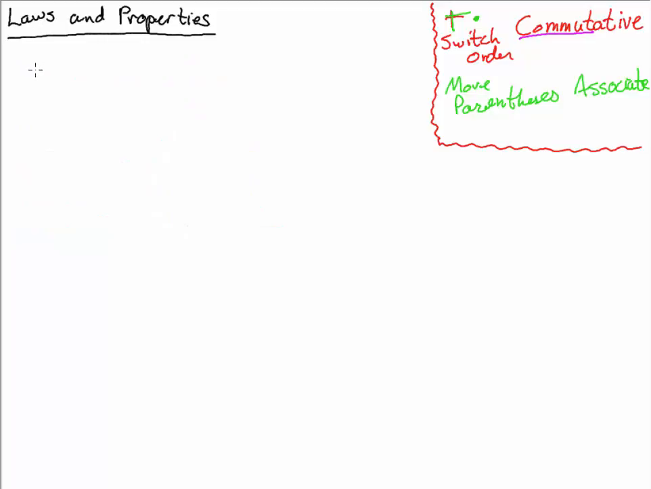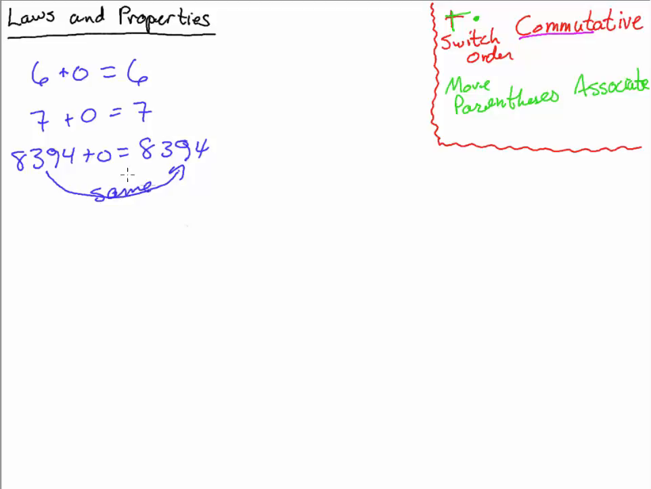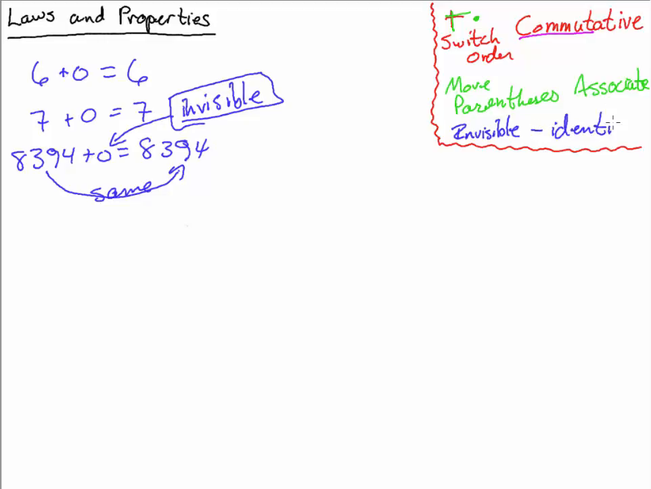There are numbers that are invisible. For example, sticking with addition and multiplication, if we take any number such as 6 and we add 0 to it, we get 6. 7 plus 0 equals 7. 8,394 plus 0 equals 8,394. Notice that this stayed exactly the same, which means that that guy is basically invisible. That invisible thing has a very specific name. It is called the identity. So, invisible number means identity. That's its name. So in this case, adding 0 is the identity.